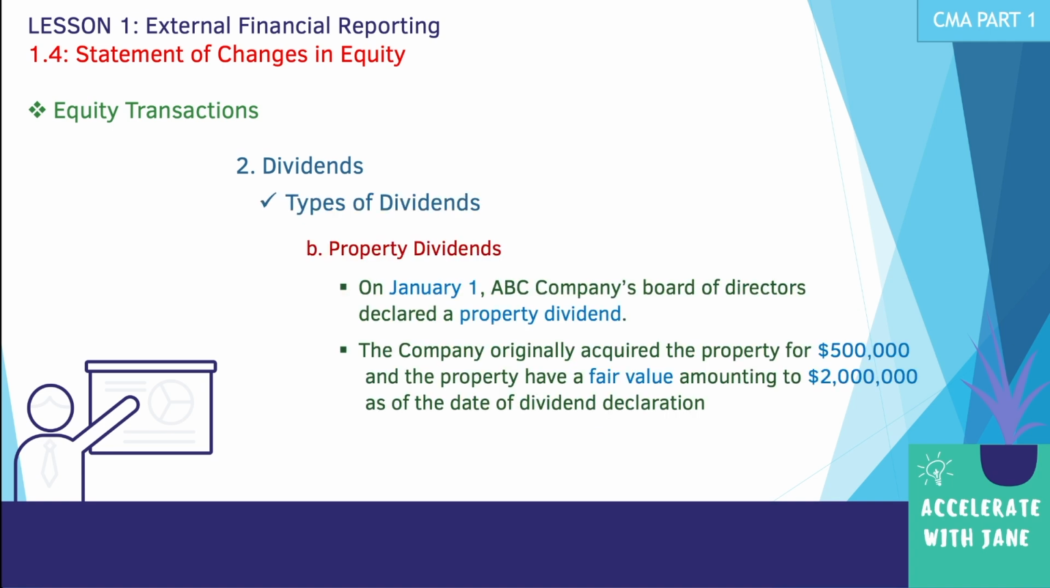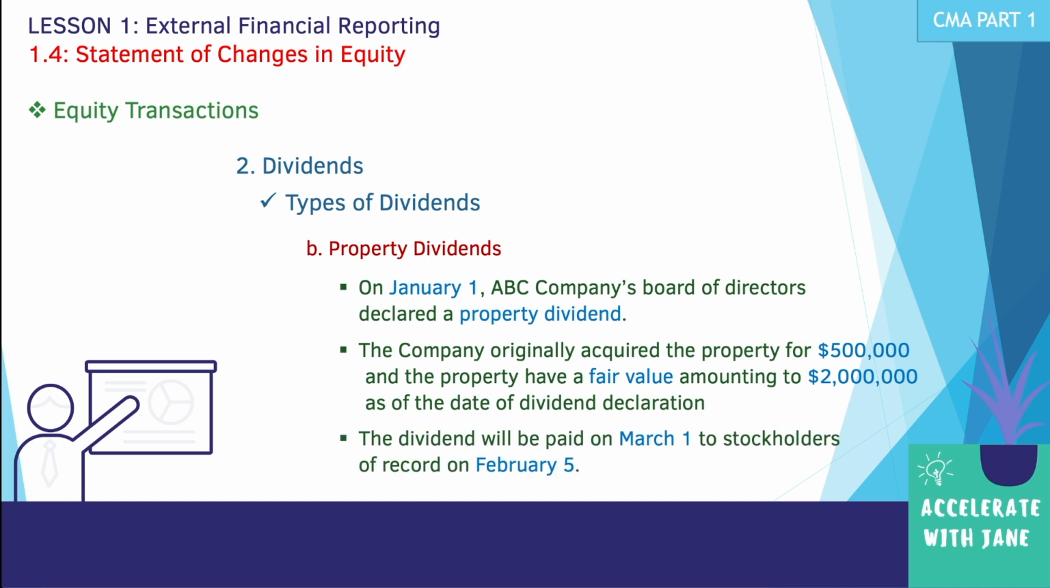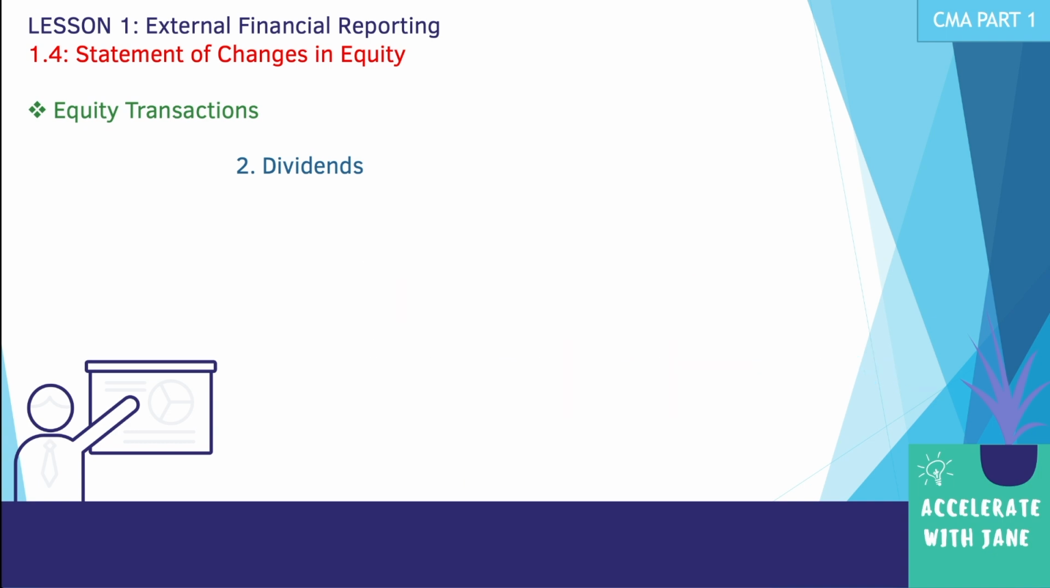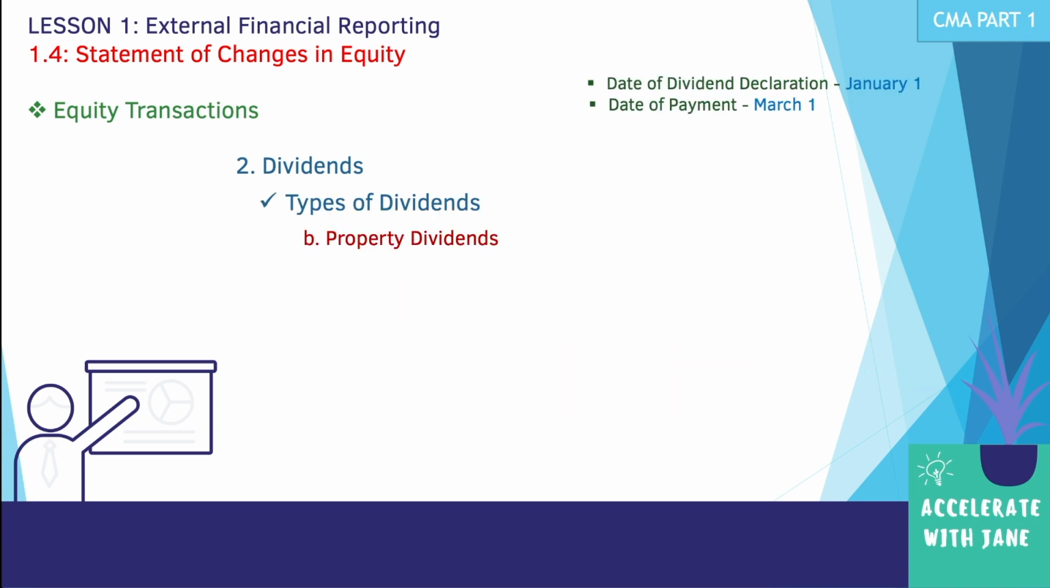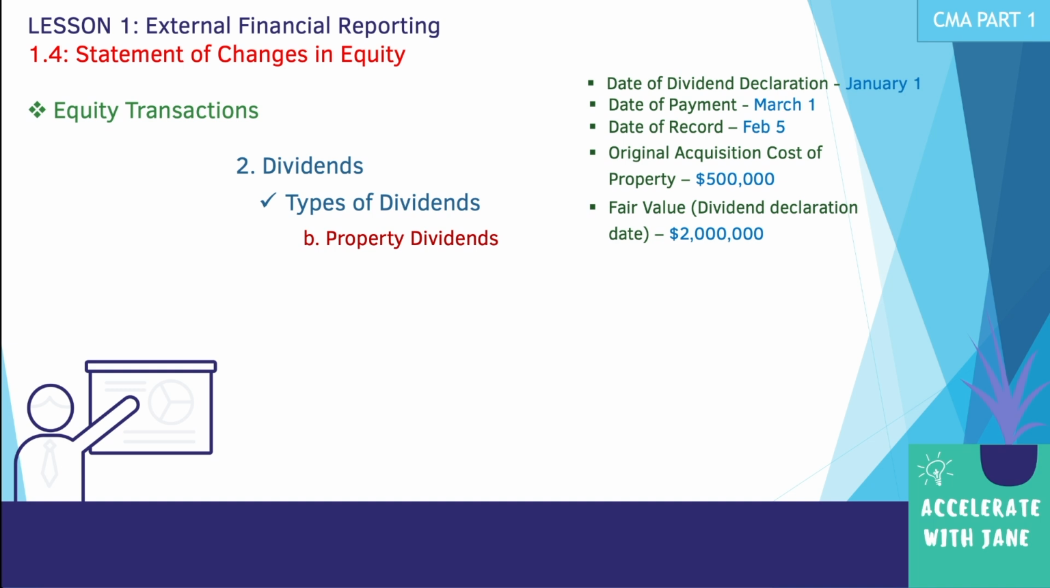So the problem says on January 1, ABC Company's board of directors declared a property dividend. The company originally acquired the property for 500,000 US dollars, and the property has a fair value amounting to 2 million US dollars as of the date of the dividend declaration. The dividend will be paid on March 1 to stockholders of record on February 5. If we take a look at the important things in the problem, first, the date of dividend declaration is January 1. The date of payment is March 1. The date of record is February 5.